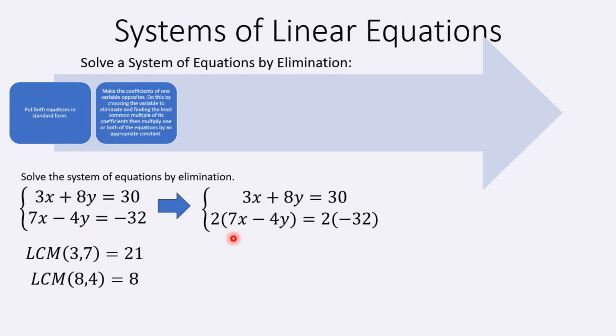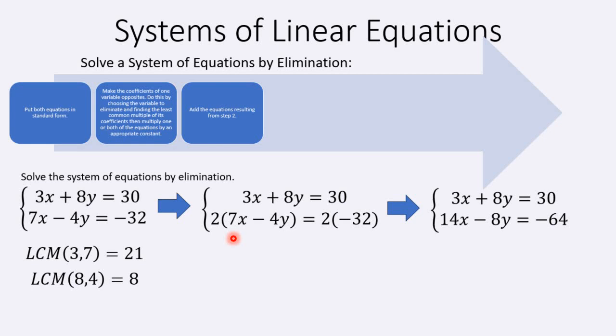And then I'm just going to distribute that 2 on the left side and multiply on the right side to get 14x minus 8y is equal to negative 64. And then once I have this, I can now just add these two equations together. And once I add the two equations, I will eliminate y. So when I add the two equations, 3x plus 14x gives me 17x. The 8y minus the 8y just cancels out. That was actually the point. And 34 minus 64 gives me negative 34.